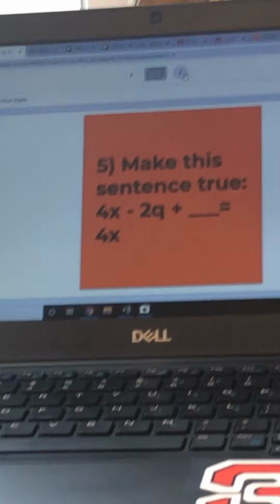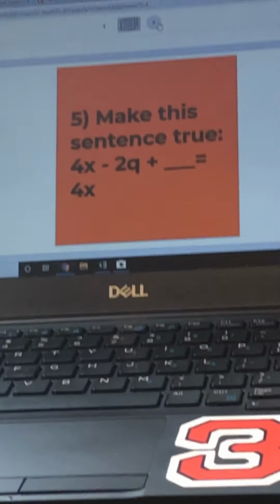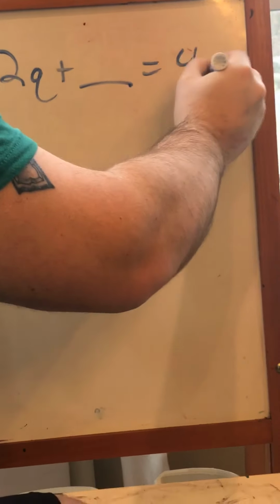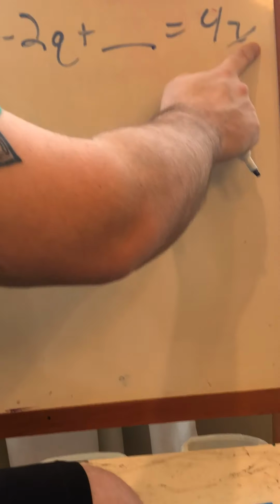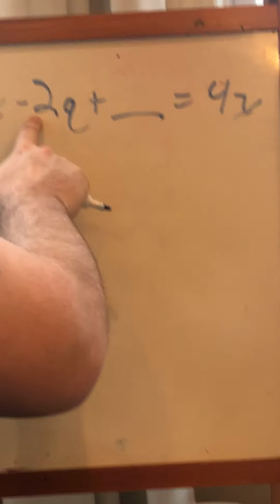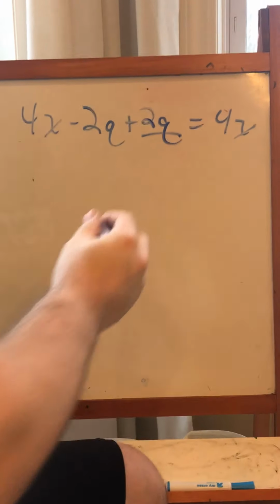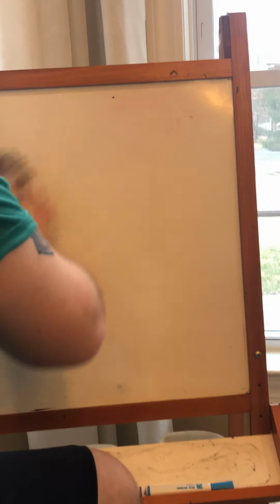Number 5, make this sentence true. So number 5 says, 4x minus 2q plus blank equals 4x. Okay, identity: we end with what we start with, as long as we do the opposite in the middle. The opposite of subtracting 2q is to add 2q. Right, that would make it true. All right, so that's for that one.